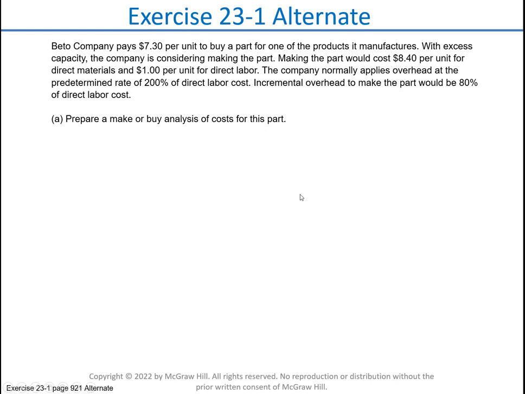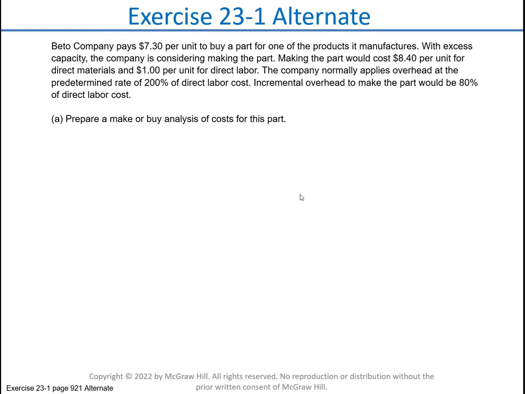So right now, this company pays $7.30 to buy this part for one of the products it makes, but they're considering making the part. If they make the part, it will cost them $8.40 per unit for direct materials and $1 for direct labor per unit. They normally apply overhead at a predetermined overhead rate of 200% of direct labor cost, and incremental overhead, though, is 80% of direct labor cost.